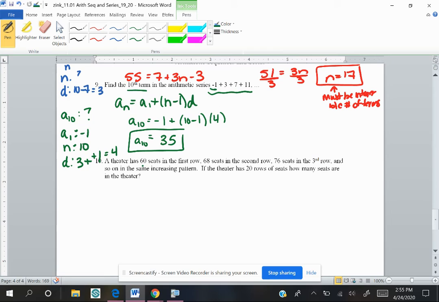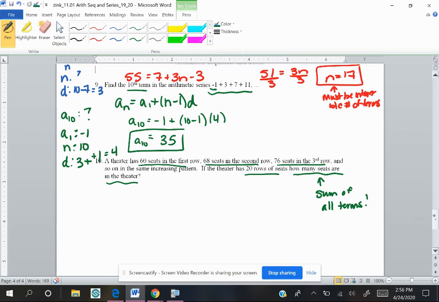And then number 10, a little bit of a word problem here. A theater has 60 seats in the first row, 68 seats in the second row, and 76 seats in the third row, and it increases in this pattern. We have a total of 20 rows of seats. How many seats are there in the entire theater? So what are they asking for? Are they asking me to find a term? Are they asking me to find how many seats are in a specific row? Or are they asking me to find a total? They're asking us to find a total. How many seats in total? So we're looking for the sum of all the terms.